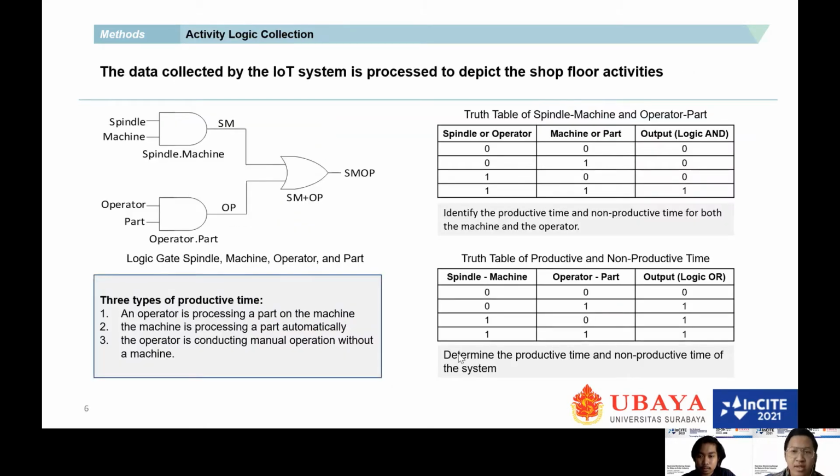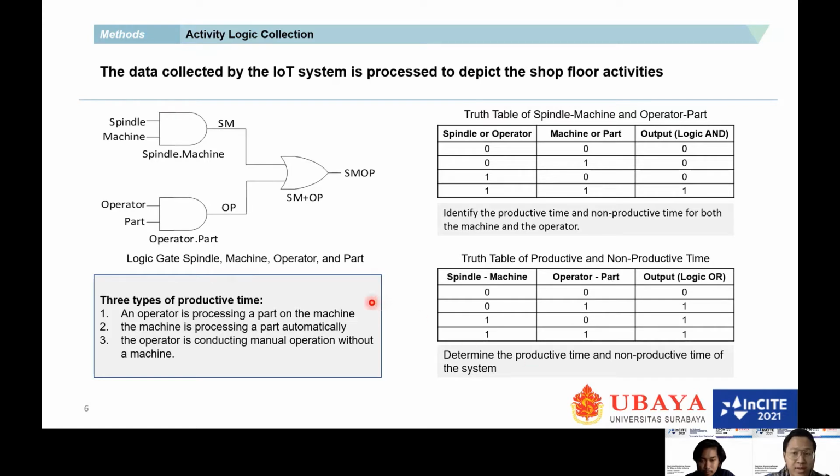To give an illustration about the main logic for shop floor activities, the logic gate is designed for spindle, machine, operator, and part. The input data are spindle status, machine status, operator ID, and part ID. There are two tables that explain the truth table. The first table identifies the productive time and non-productive time for both the machine and the operator. The second table determines the productive time and non-productive time of the system.